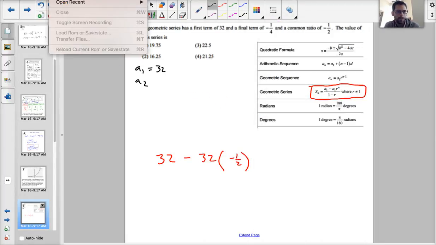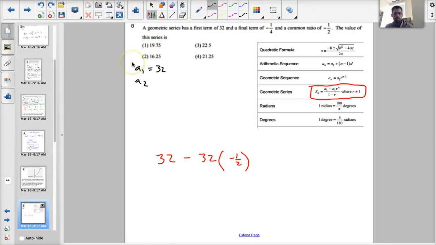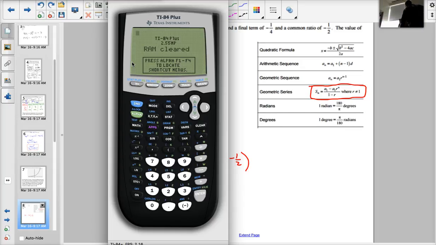So I'm going to use a calculator and I'm going to do this. I'm going to shut the door. It's getting kind of loud. I'll be right back.